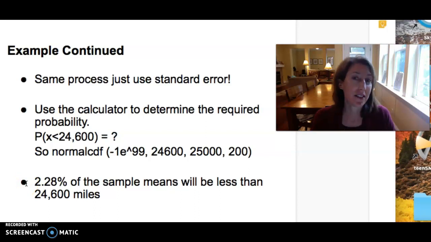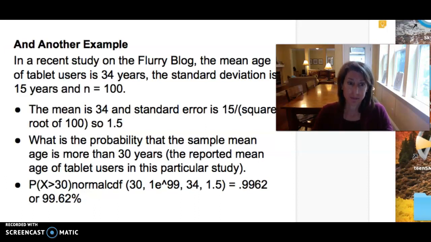So hopefully this doesn't feel too bad. It's the same process we were doing in Chapter 6, just recognizing that the underlying data isn't necessarily normally distributed, so we use the Central Limit Theorem to help us use the standard error, which makes the adjustment so that we can use our usual tools. Okay, let's try another example.